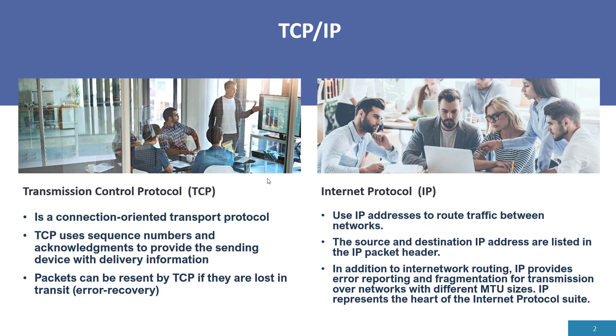The Internet Protocol uses IP addresses to route traffic between networks. The source and destination IP addresses are listed in the IP packet header. This is a header that's on the front of the packet. In addition to inter-network routing, IP provides error reporting and fragmentation for transmission over networks with different MTU sizes. MTU is the maximum transmission unit size. IP represents the heart of the Internet Protocol suite.